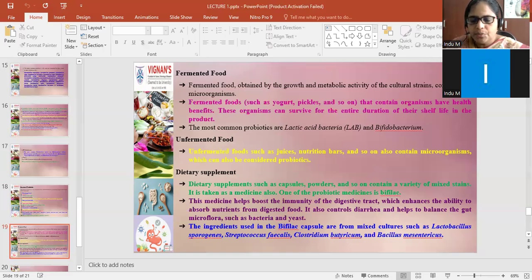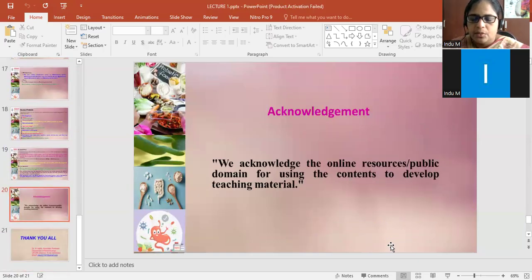So when you consume these medicines, they boost the immunity of the digestive tract, enhance the absorption of nutrients from digested food, control diarrhea, and balance your gut system. As an example of the ingredients used, one dietary supplement is the Bifilac capsule. It is a mixture of Lactobacillus sporogenes, Streptococcus faecalis, Clostridium butyricum, and Bacillus mesentericus. So thank you.